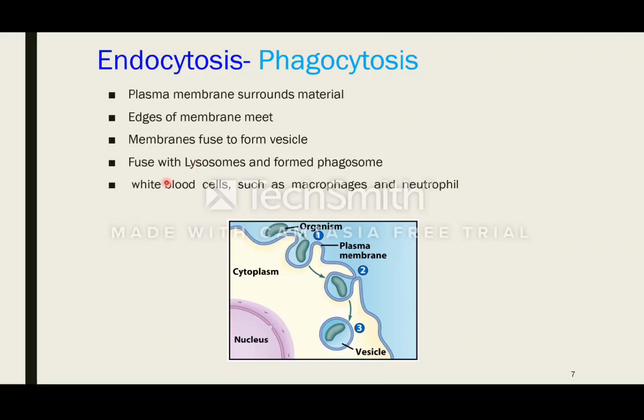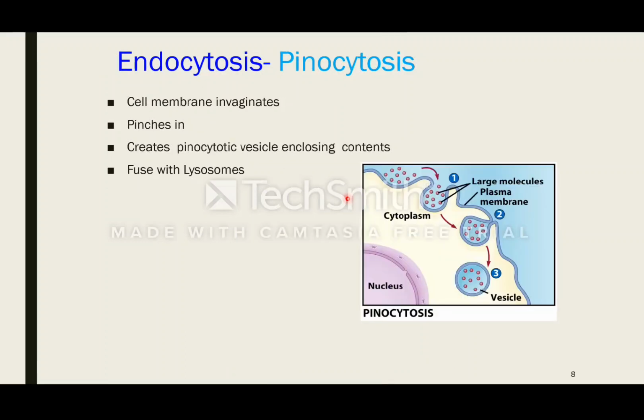Phagocytosis occurs generally in white blood cells such as macrophages and neutrophils because they are involved in the removal and digestion of microorganisms and debris. The other type of endocytosis is pinocytosis. In pinocytosis, soluble materials enter the cell.